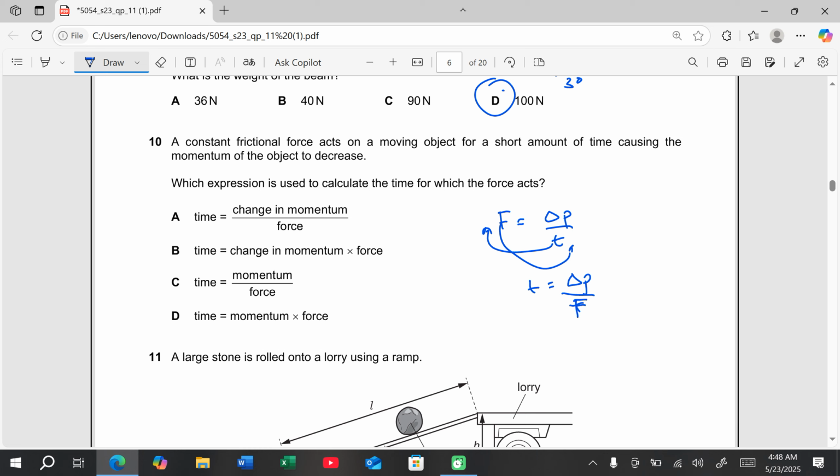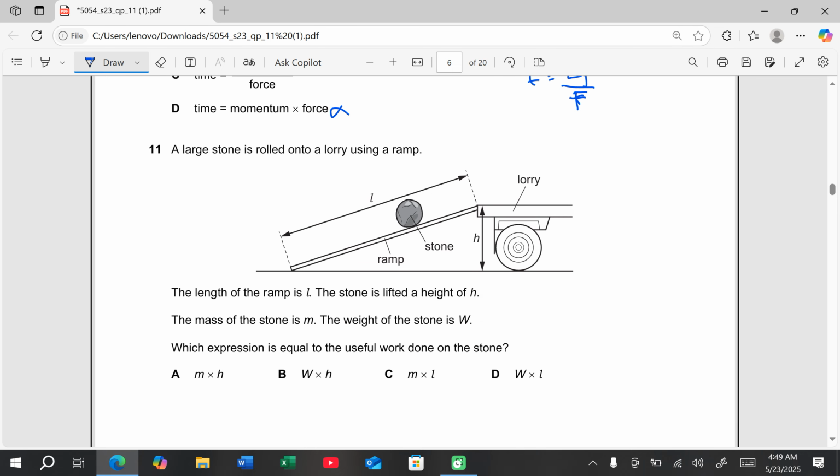Time is equal to change in momentum times force. That's wrong. Time is equal to momentum over force. That's not momentum, that's change in momentum, which is why we use delta P for that. So that's wrong as well. Time is equal to momentum times force, that's also wrong. So only A is the right answer.